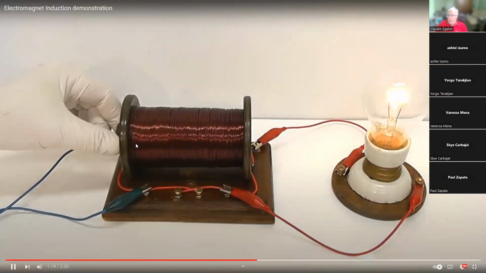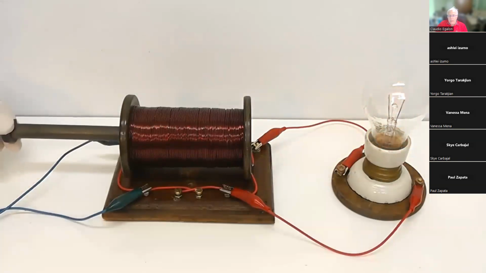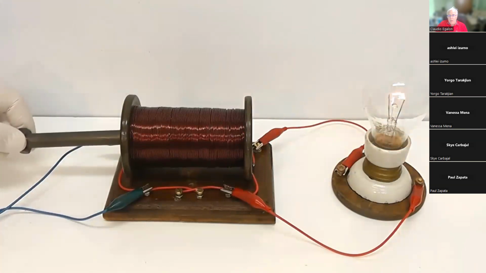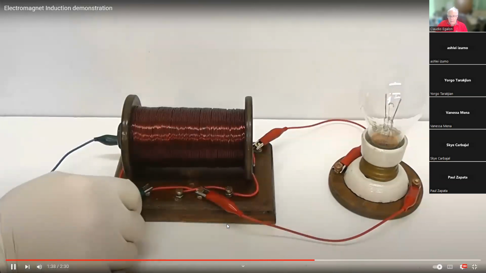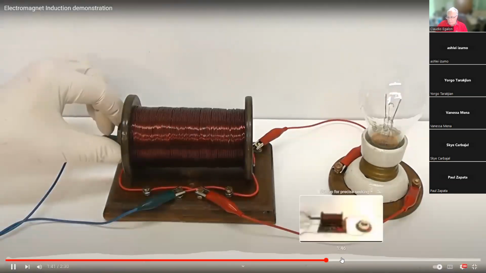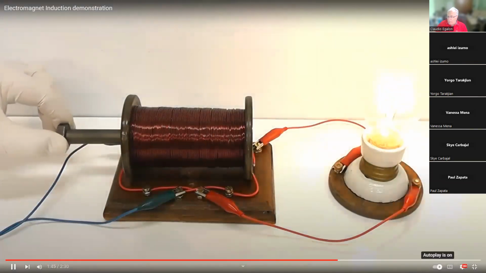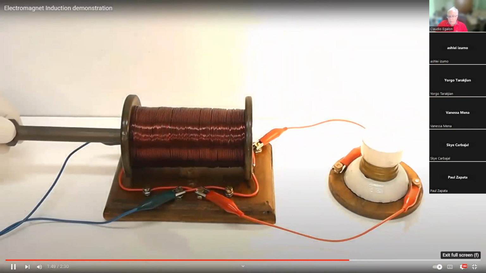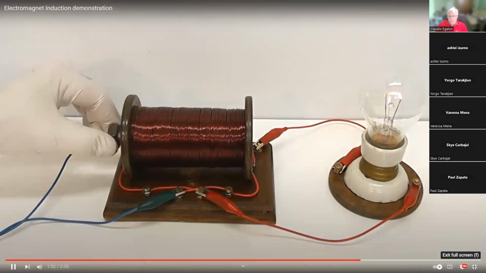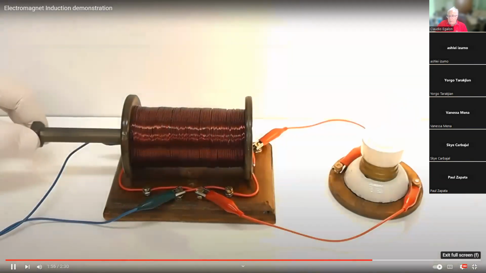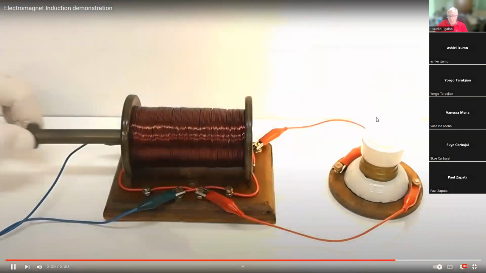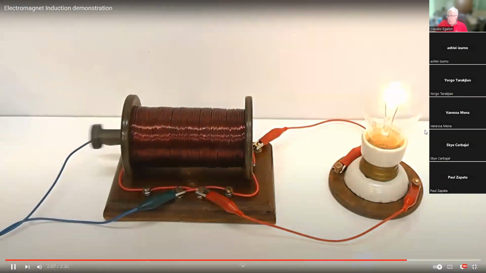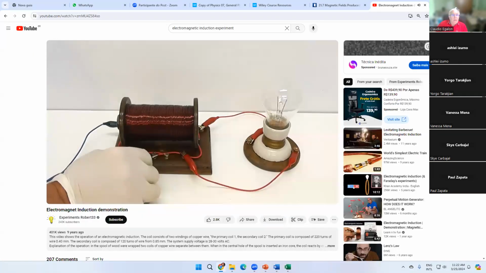This is a magnet. He's inducing an electric field on this wire. So when the magnet moves, we have an electric current induced in the solenoid that powers the lamp. Okay, let's take a look at another one here.